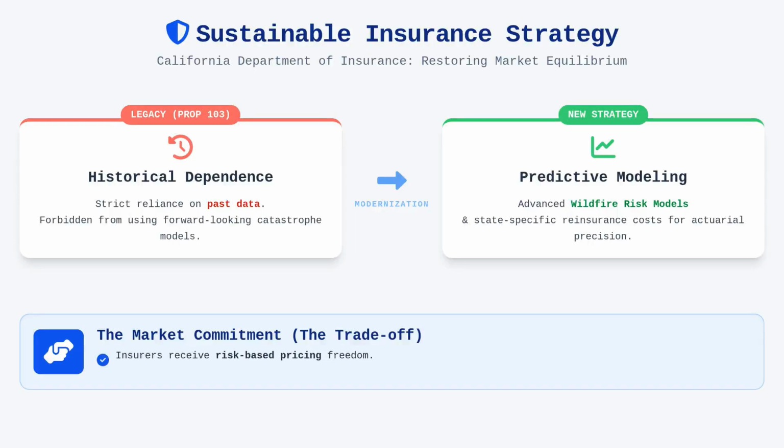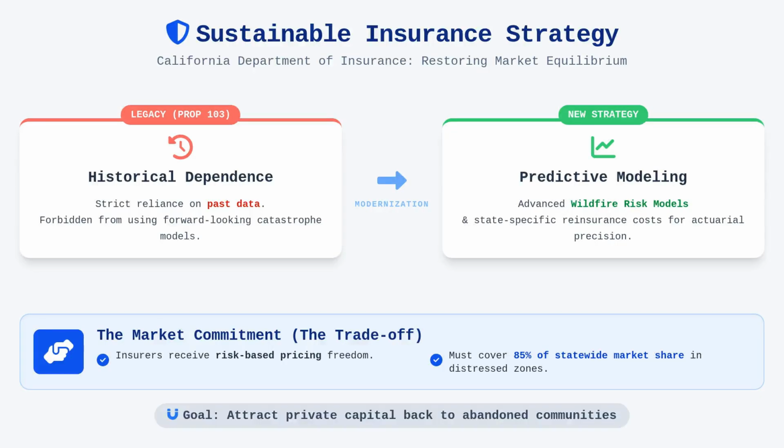Most notably, insurers must increase their footprint in historically underserved, wildfire-distressed areas, committing to write policies covering a minimum of 85% of their statewide market share in these zones. By allowing risk-based pricing while mandating localized market participation, the strategy aims to entice private capital back into communities that were previously abandoned to the residual market.